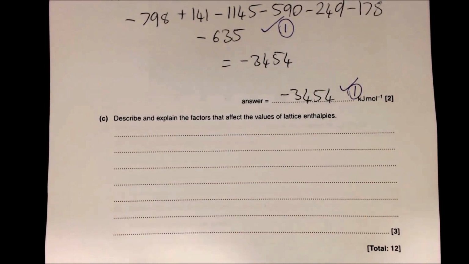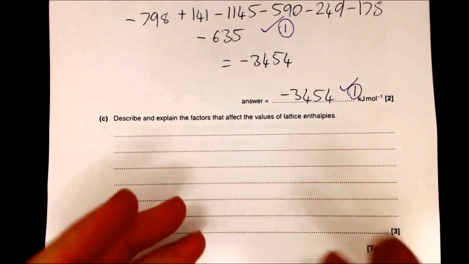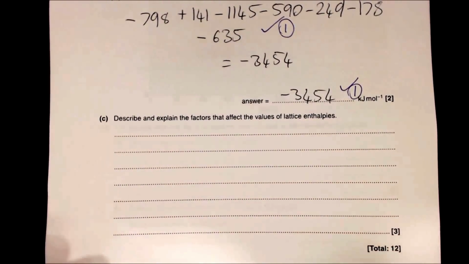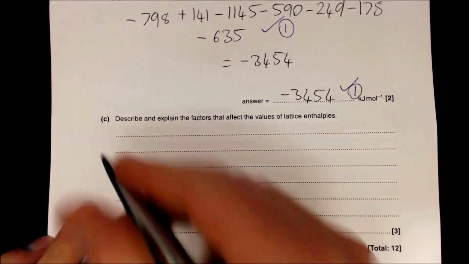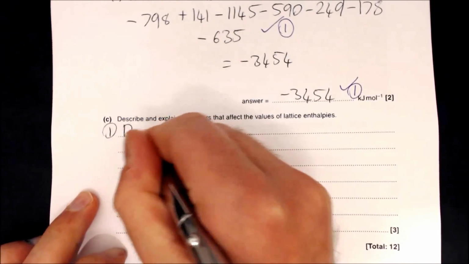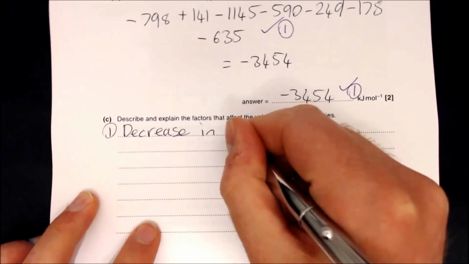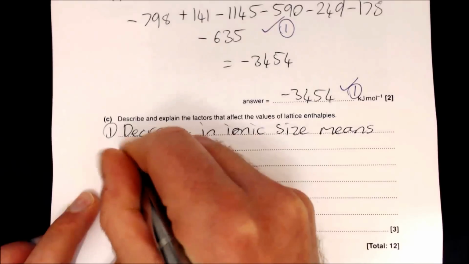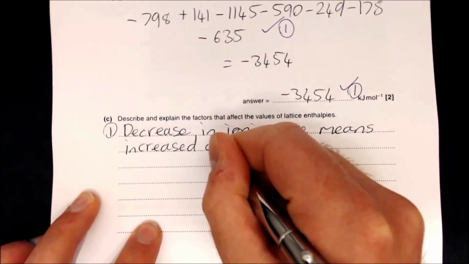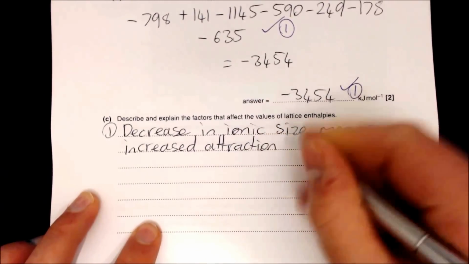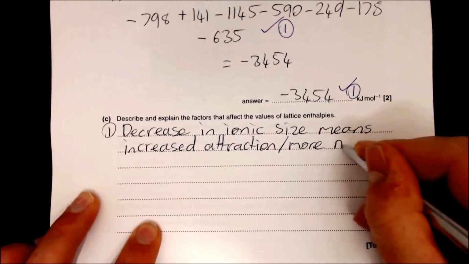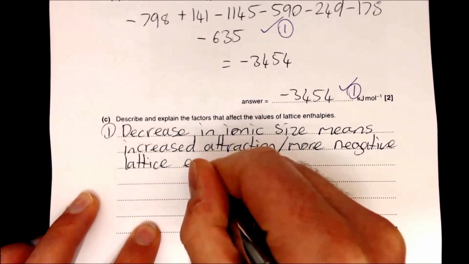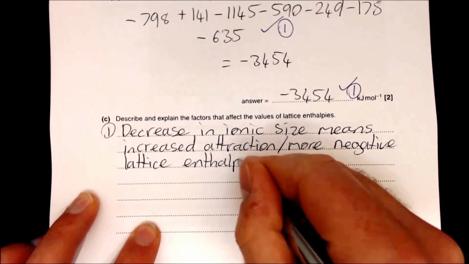So the things that we need to look at is ionic size. And the smaller the ionic size, the more these ions can compact together and the less shielding we have. So that means we have a stronger attraction between oppositely charged ions. So that means the lattice enthalpy is going to be more negative. So the first point we need to write down, I'll just number these as well, is a decrease in ionic size means increased attraction, or we can say we have a more negative lattice enthalpy. There you go. So there's the first one.